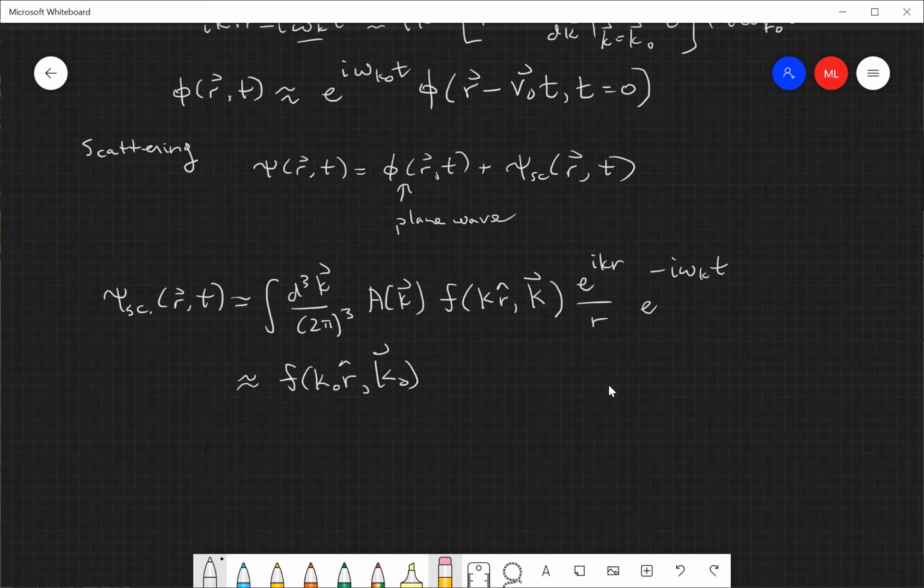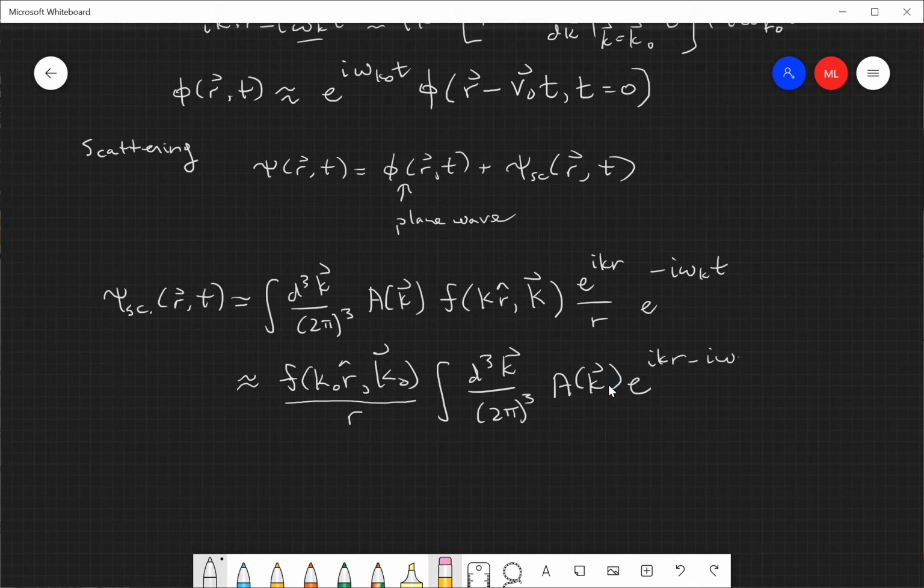And of course, the 1 over r comes out. We get this integral d^3k of the amplitude and e^(ikr - iω_k t). So the scattering amplitude can come out, and again, we can do a Taylor expansion of this time k around k naught.